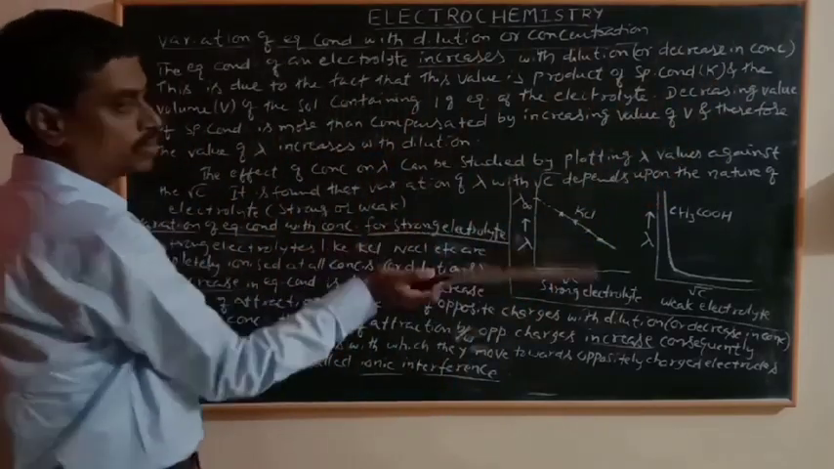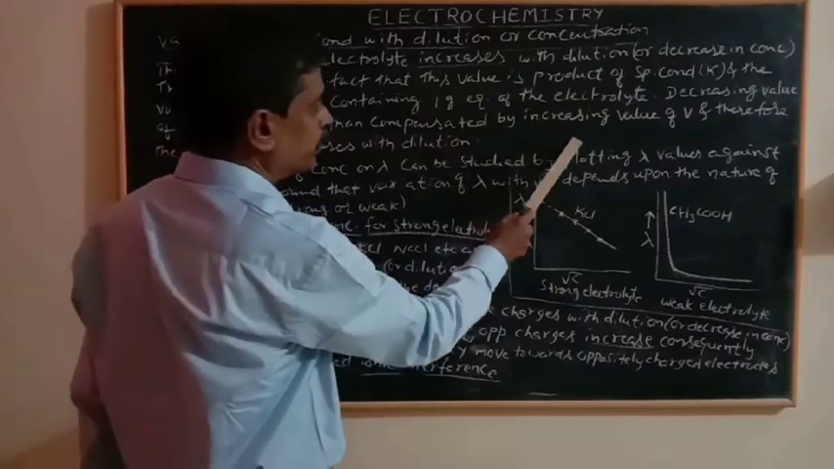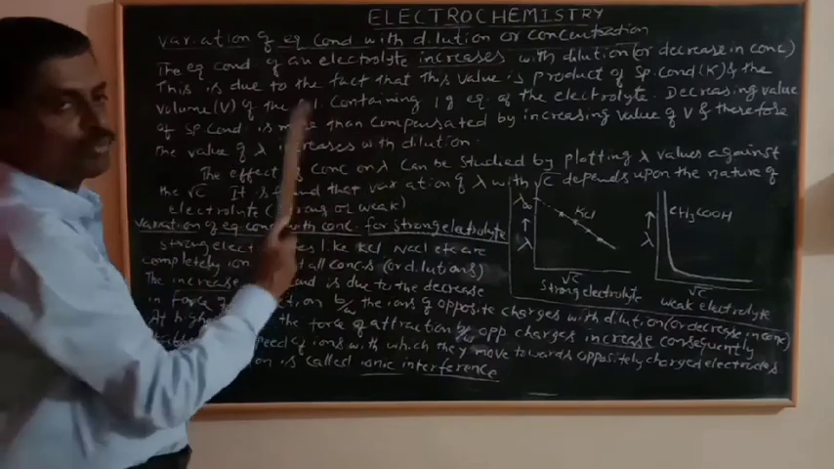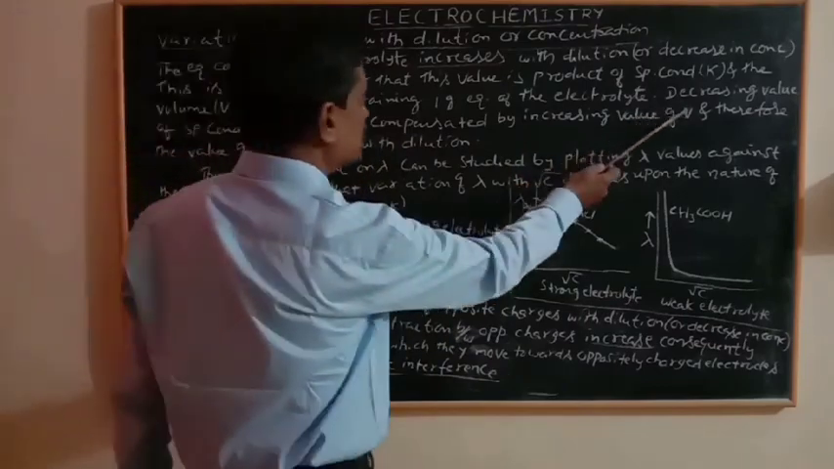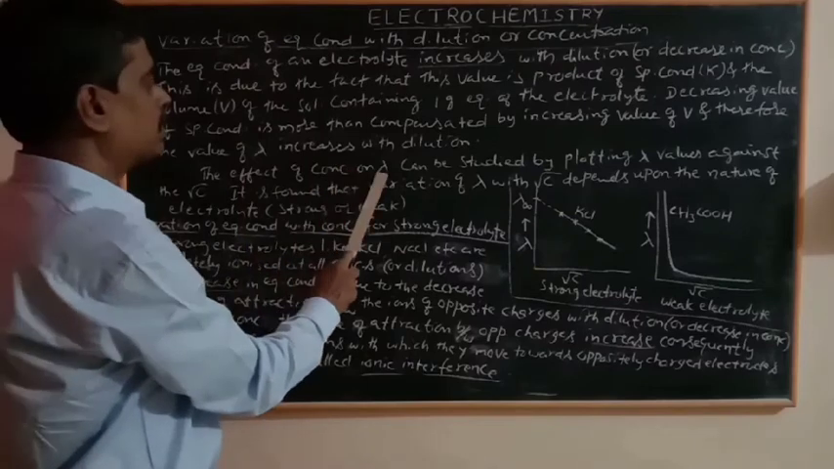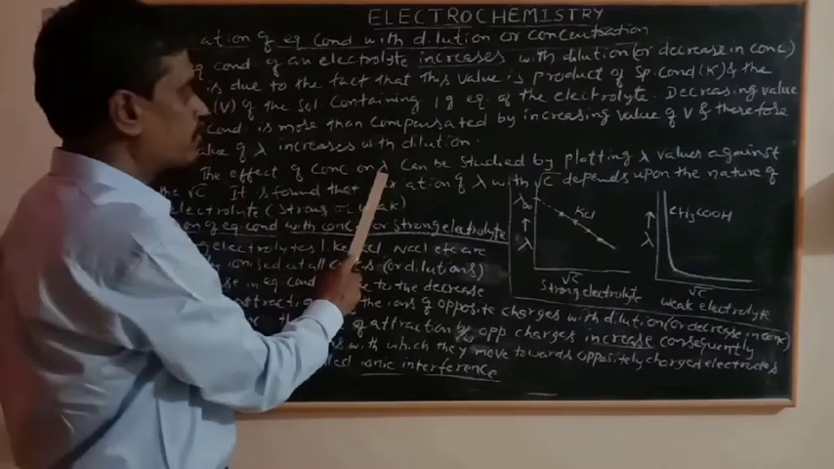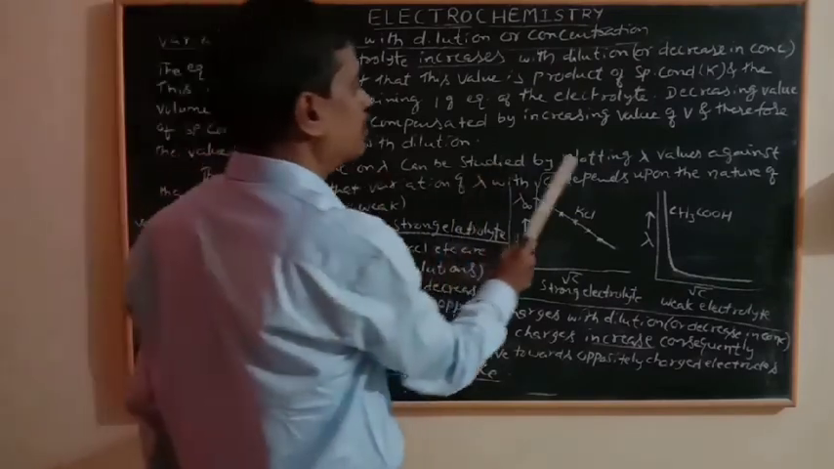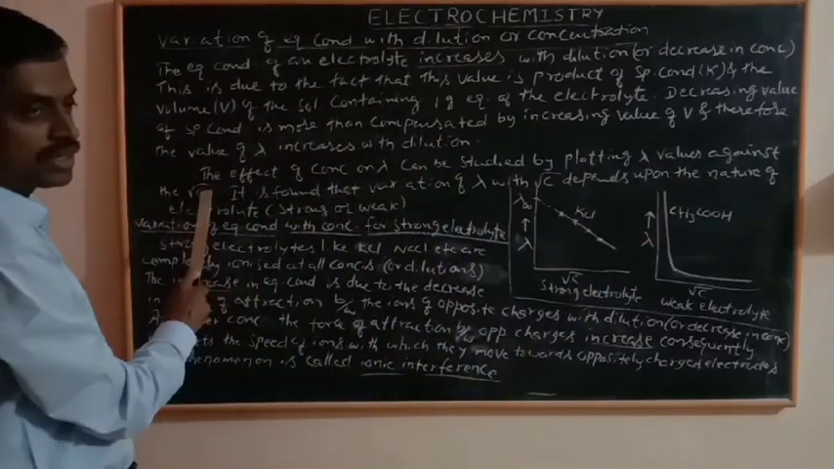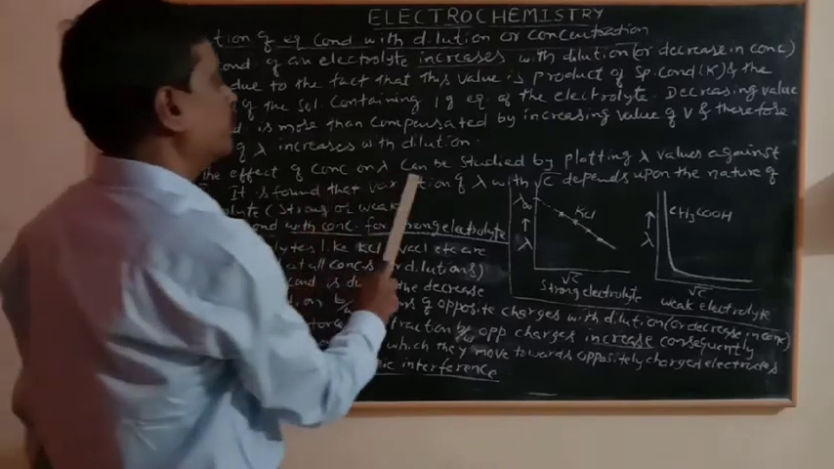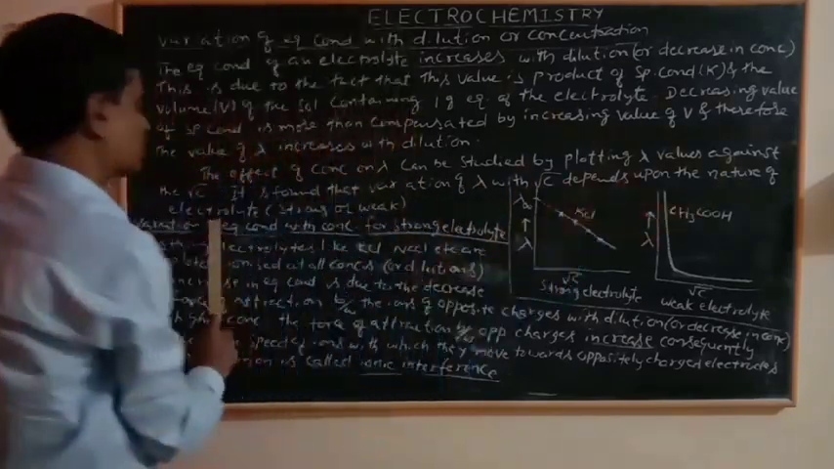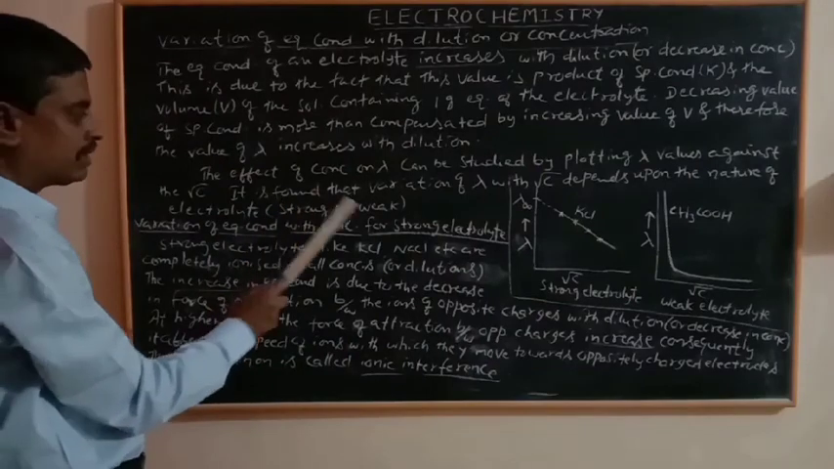You know that lambda is equal to kappa into V. So V and lambda are directly proportional to each other. If volume increases, lambda also increases. The effect of concentration on equivalent conductance lambda can be studied by plotting lambda values against the square root of concentration C. It is found that the variation of lambda with square root of C depends upon the nature of the electrolyte, that is, strong electrolyte or weak electrolyte.